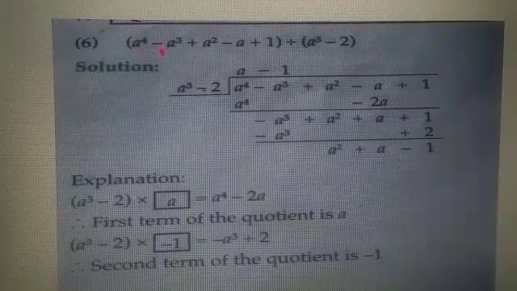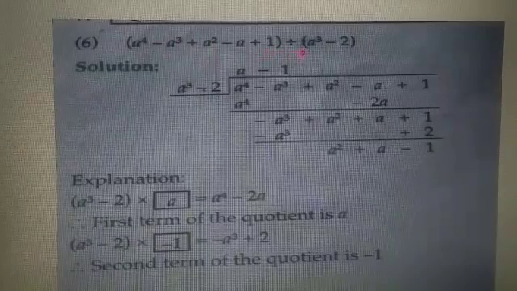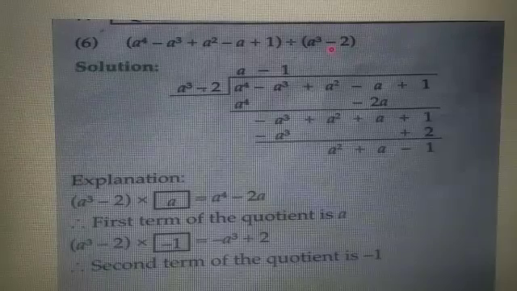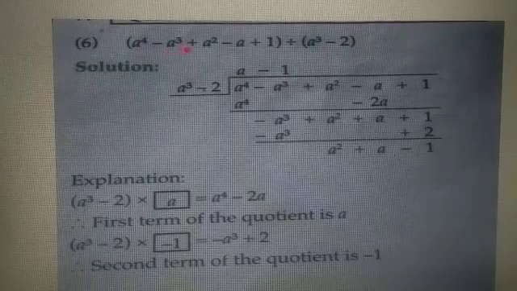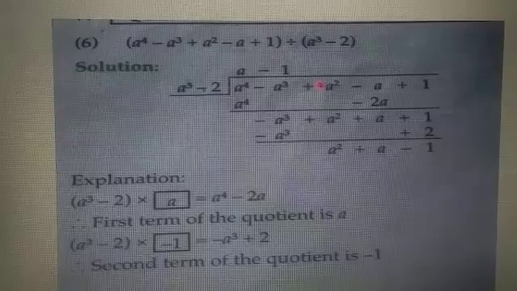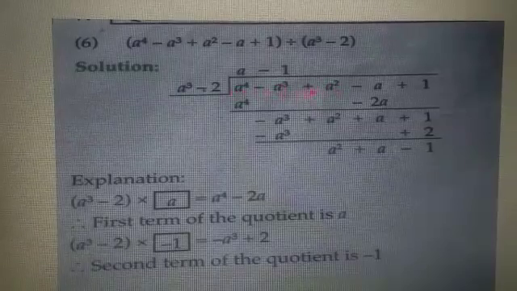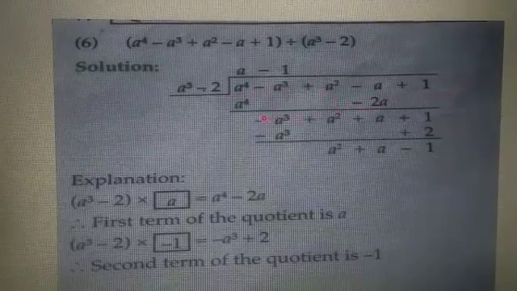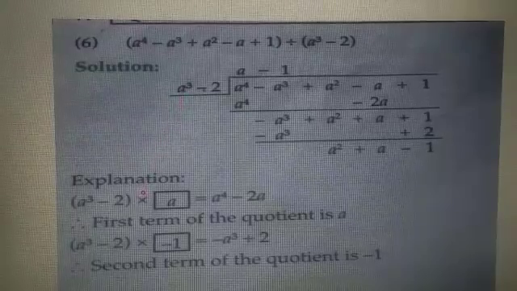a raised to 4 minus a cube plus a square minus a plus 1 is the polynomial, and the divisor is a cube minus 2. Now here, see the polynomial degree. Is it in descending order? Yes. So write it as it is, because we have to write the polynomial in descending order: a raised to 4 minus a cube plus a square minus a plus 1. Now the explanation is given one by one over here.